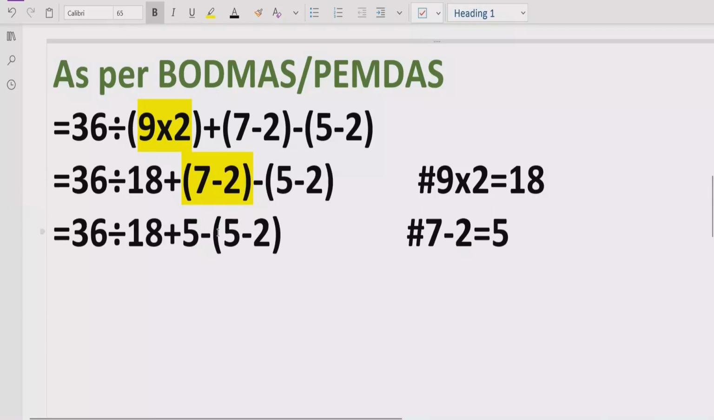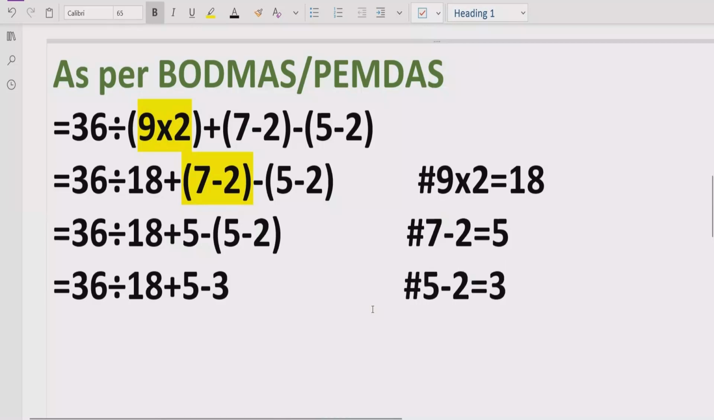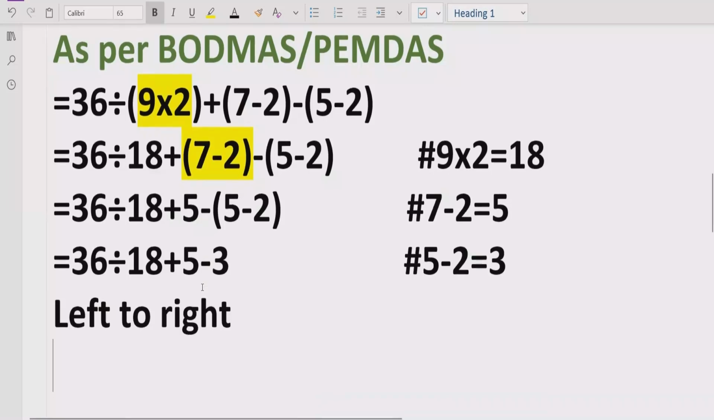Now, move forward to solve the last bracket, which is 5 minus 2. So, we will solve this one, which equals 3. So, 5 minus 2 equals 3. Okay. Now, we do not have any bracket right now, and also our expression does not contain any number which has a power. So, now move forward to step number 3, where we go left to right and find out division and multiplication.